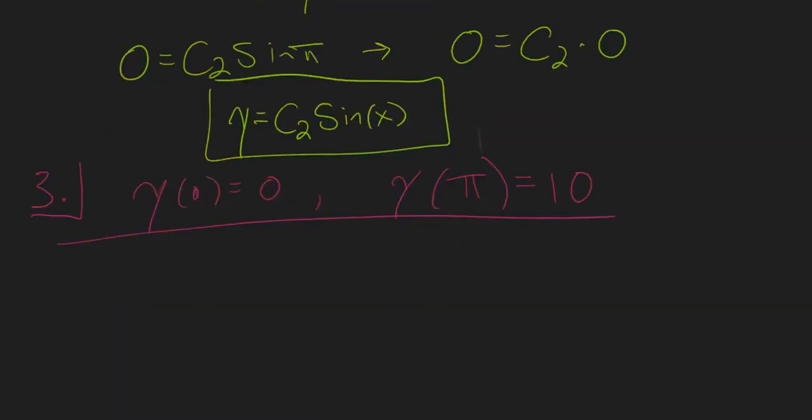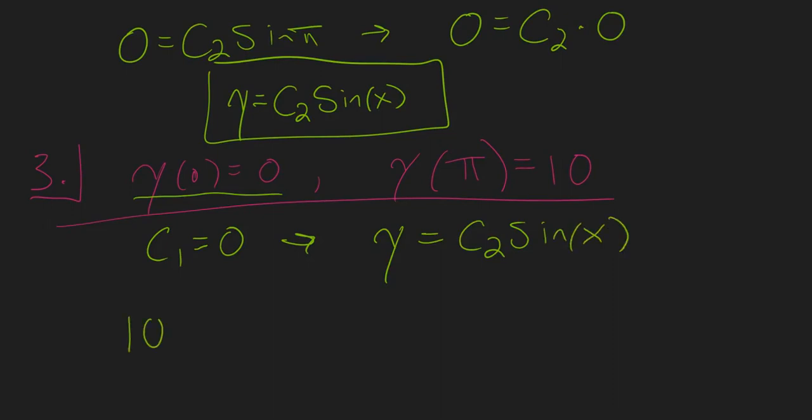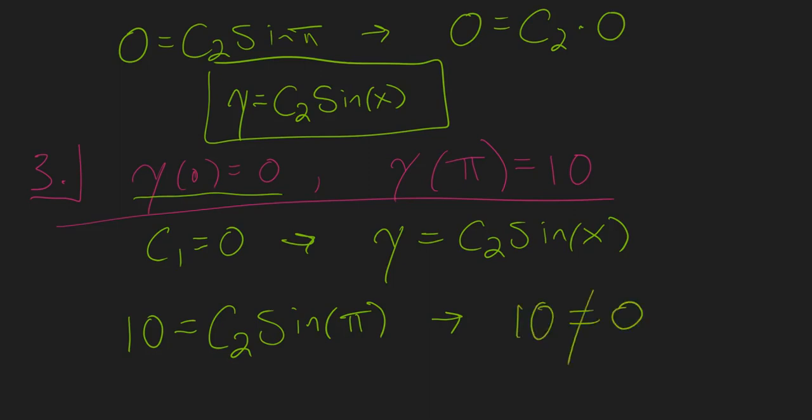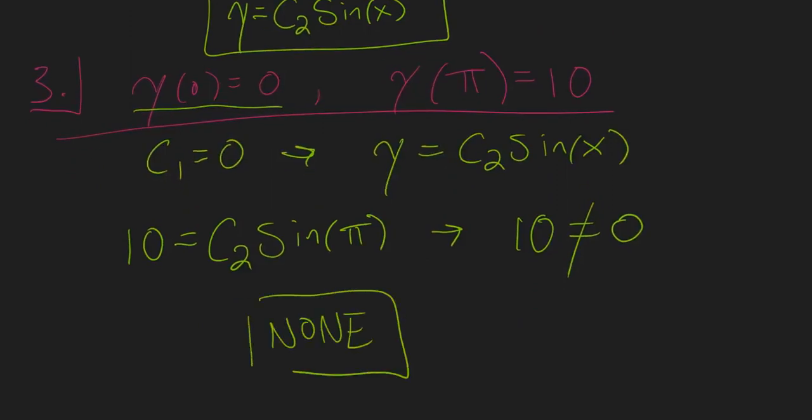And lastly, we'll look at the last example. Once again we have y of 0 is equal to 0, so we know that c1 is equal to 0, and y is equal to c2 sine of x. Now if we plug in the boundary condition, we have 10 is equal to c2 sine of pi. Sine of pi is equal to 0, which would mean that 10 is equal to 0. But this obviously is not true, and in this case we would have no solutions.